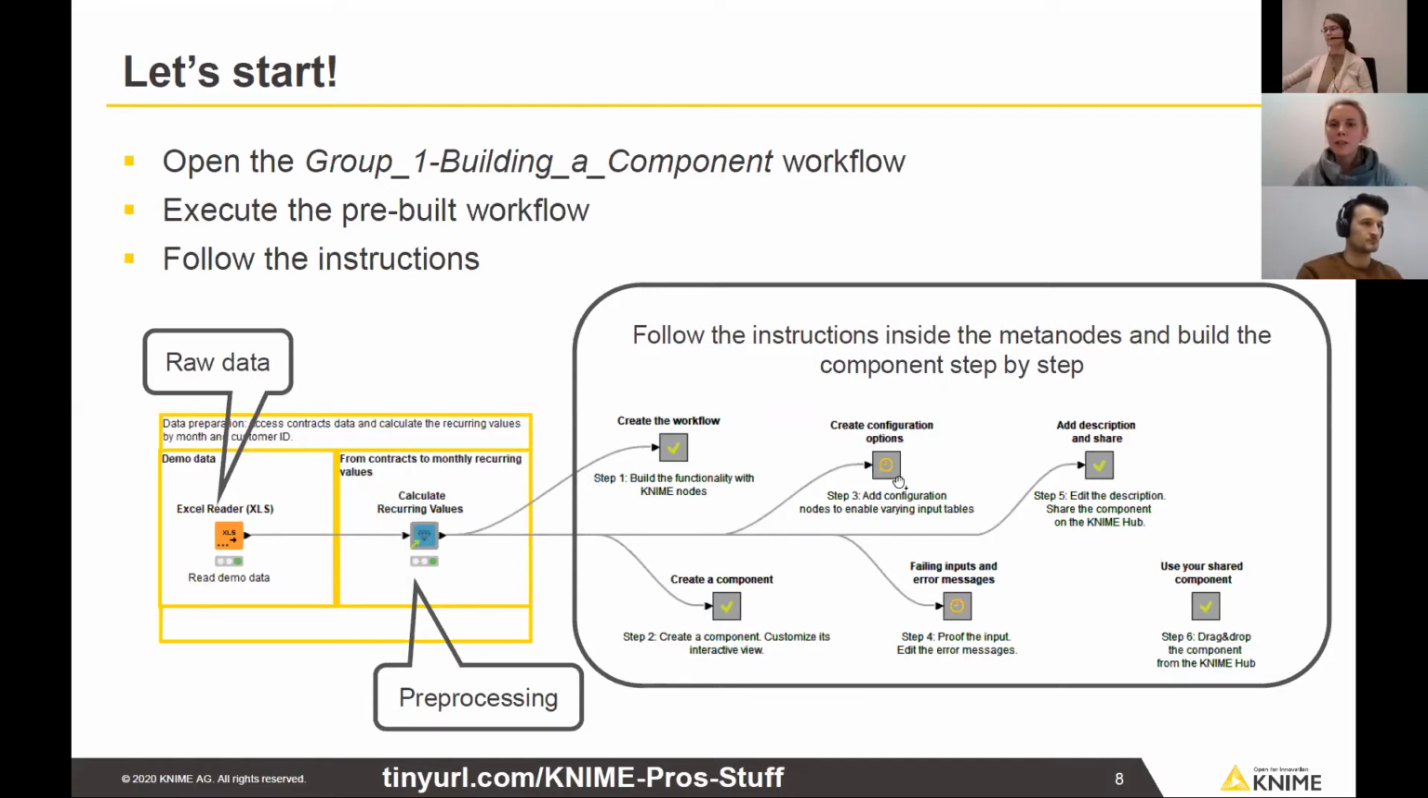In step 3, we start preparing the component for reusing and sharing. So we create configuration options so that it works for different kinds of data with other column names than we had here in our example.